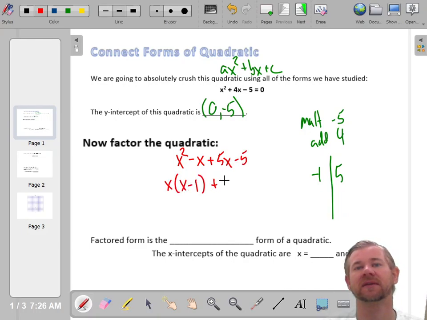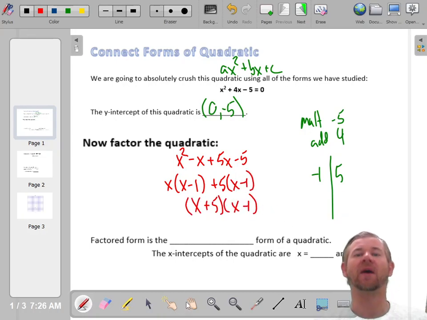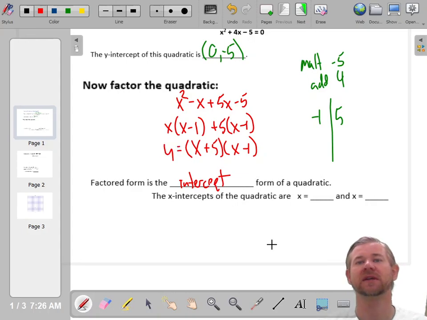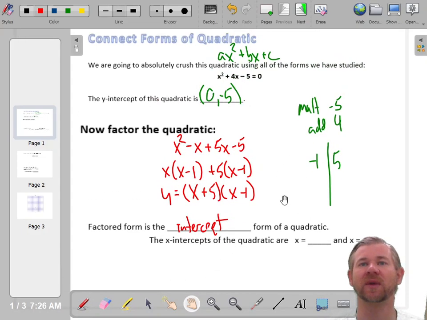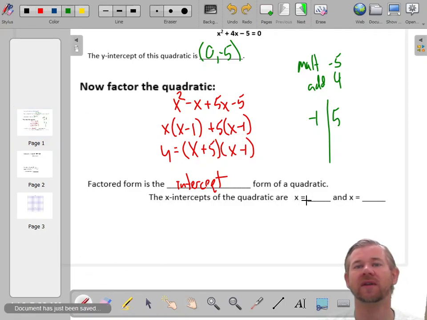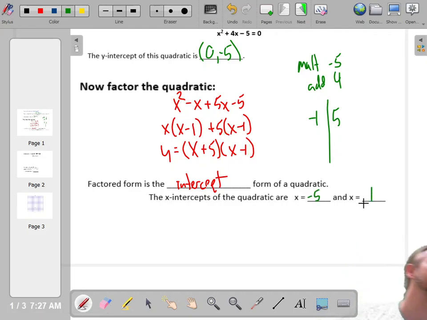Factor by grouping. And now I have (x + 5)(x - 1). Now, this is called the intercept form. If we say y equals, this is the intercept form. And we have been using factoring to solve. And hopefully you remember, if you set this factor to 0, one of the x-intercepts would be -5, and the other one would be at +1.